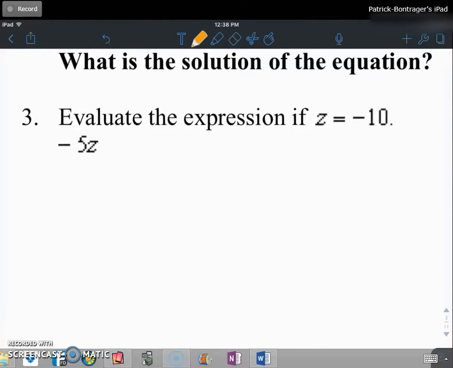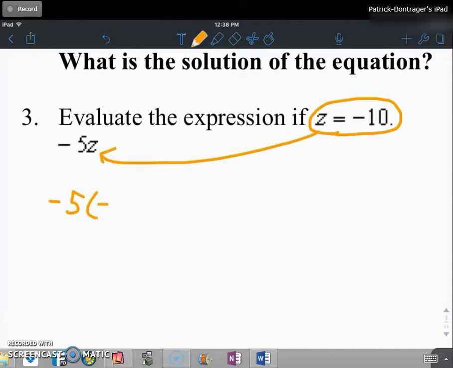Okay, so we're still working on order of operations, but we're going to add an element to this. We're going to evaluate expressions, also given variables. So we're going to start with this, and I'm going to substitute negative 10 for z. So every time I see a z, I'm going to plug in negative 10. So it's going to be negative 5 right next to negative 10, and again, we already established that as multiplication. Negative 5 times negative 10 is 50.